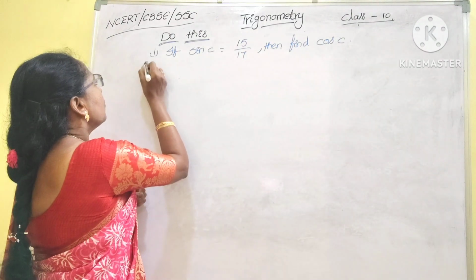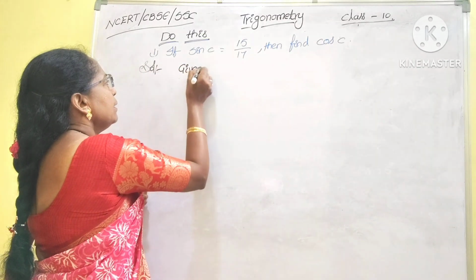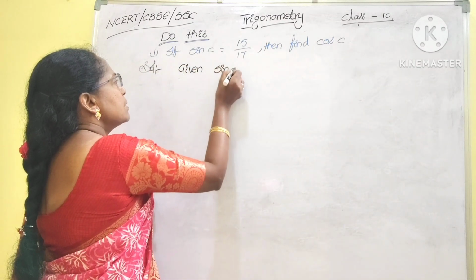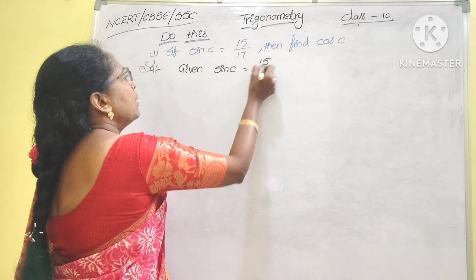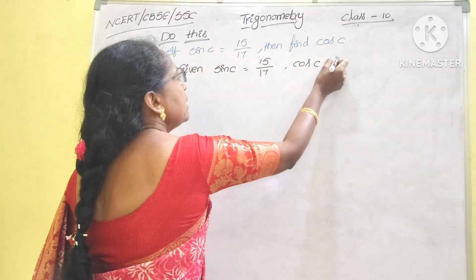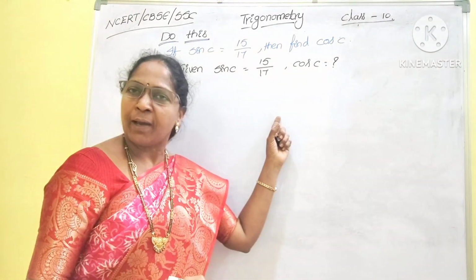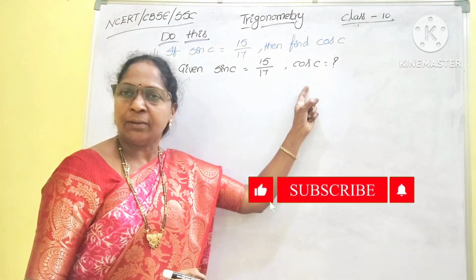First, what is given here? Write down. Given: sin c equal to 15 by 17. Then what do you have to find out? Cos c equal to how much? So this trigonometric ratio value is given, and you have to find out cos c.